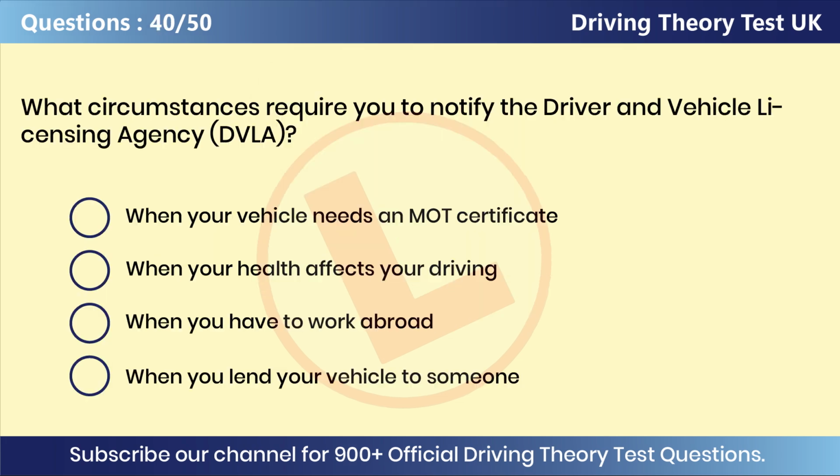Question 40. What circumstances require you to notify the Driver and Vehicle Licensing Agency (DVLA)? A. When your vehicle needs an MOT certificate. B. When your health affects your driving. C. When you have to work abroad. D. When you lend your vehicle to someone.